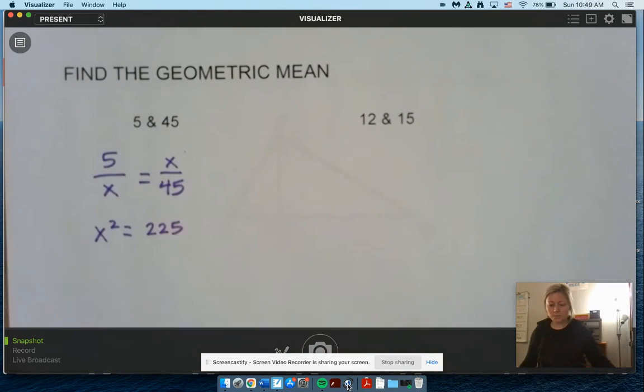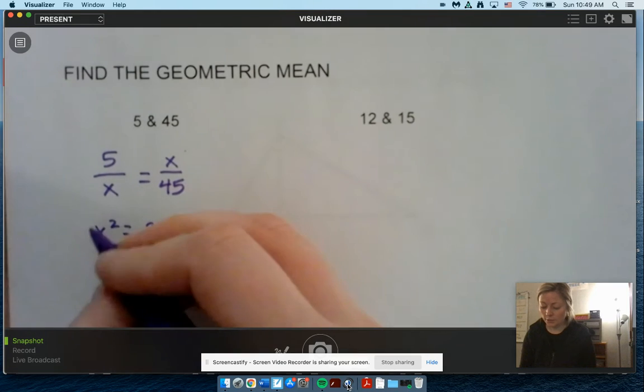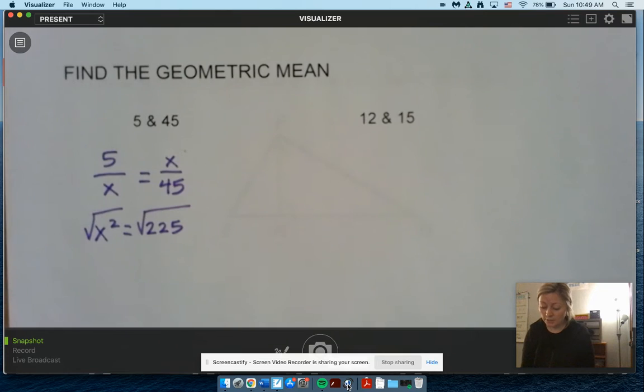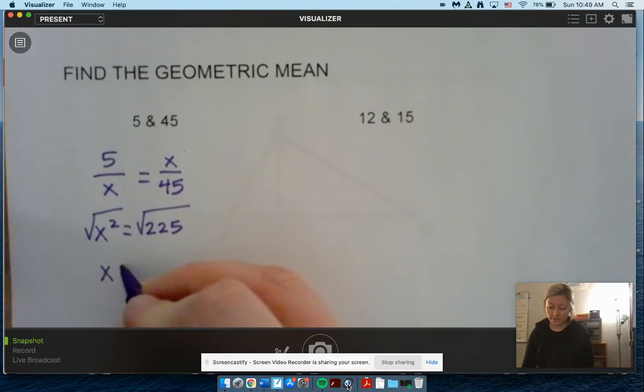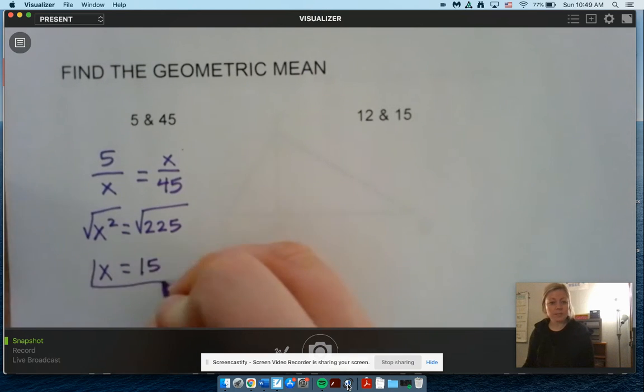Now, it's been a while since we've worked with anything squared, because most of our stuff is linear, so this is quadratic. How do you solve something squared? Well, we take the square root in this case. And this is nice. We do get a nice whole number. The square root of 225 is just 15. So there we go. Now we're done.